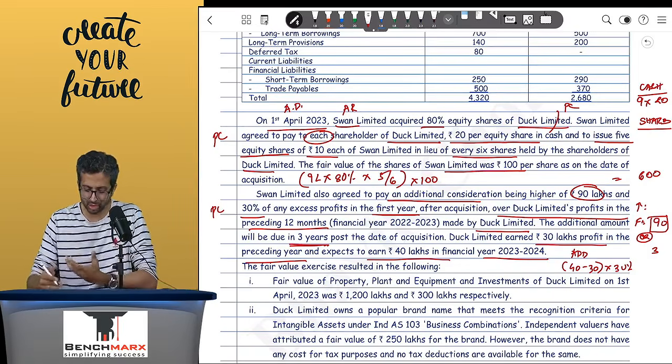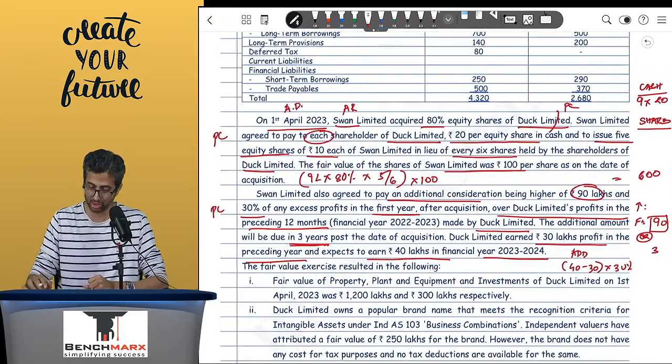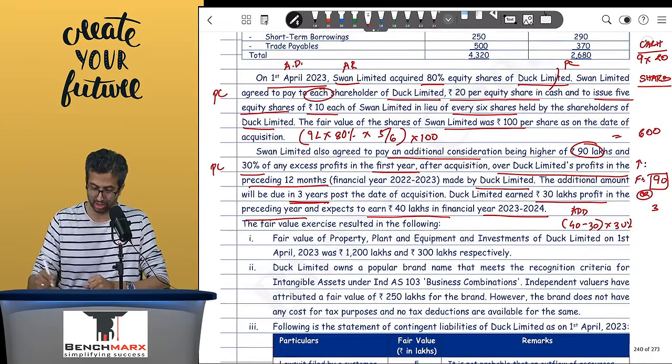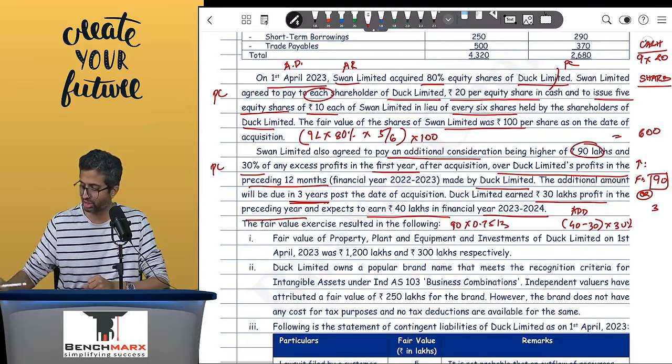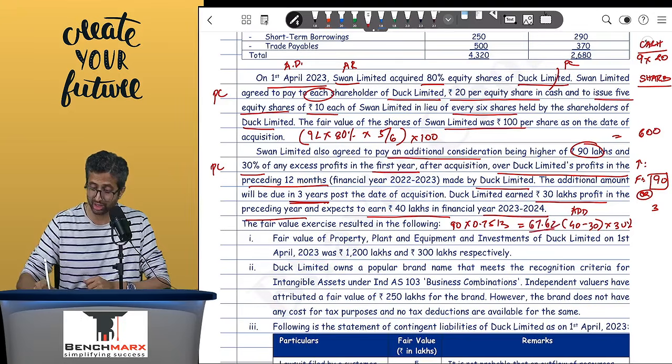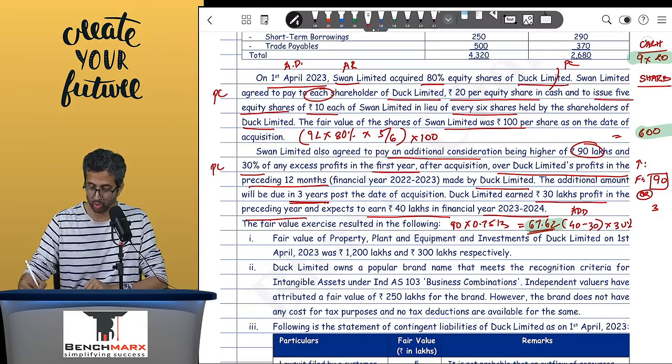Do we have the discount rate? Well, it is not given in this paragraph, but if you see point 8 of this question, assume 10% per annum to be the discount rate. So basically as a part of deferred consideration, you will take 90 into the discount factor, that is 0.7513. So probably 90 into 0.7513 comes to around 67.62. So over here 67.62 will be deferred consideration, which is a part of PC. So what all is a part of PC? Cash, I think of 20 into 80, 600 worth of shares, and another 67.62 of deferred consideration. Okay, so all this is a part of PC.